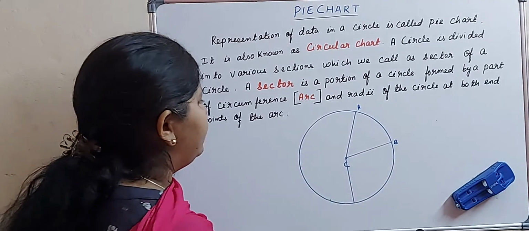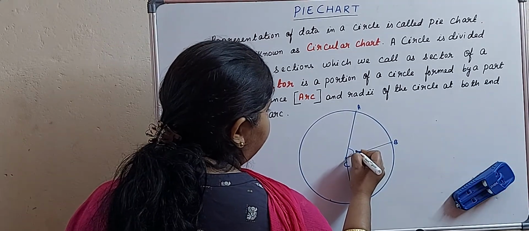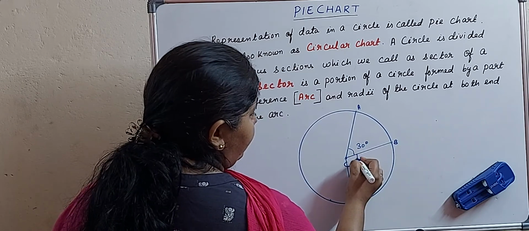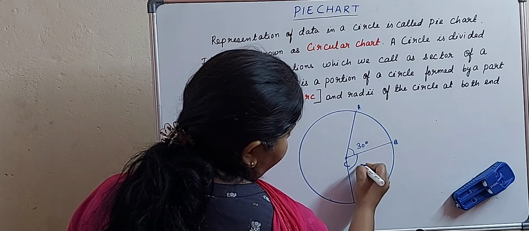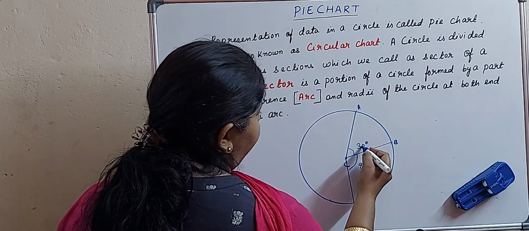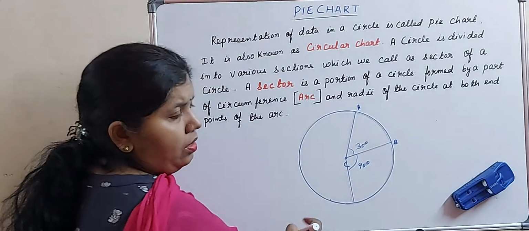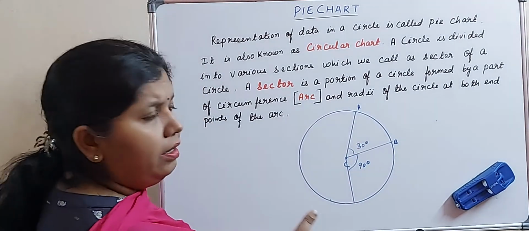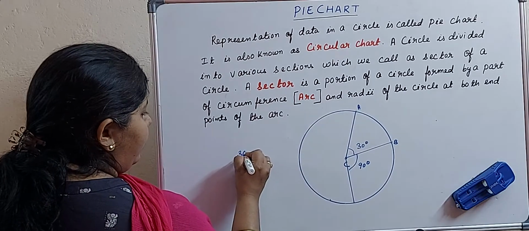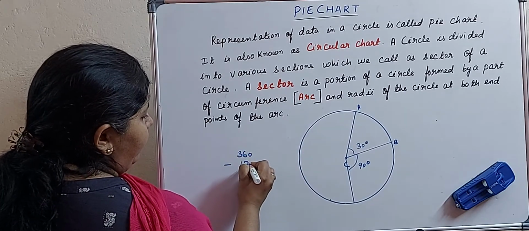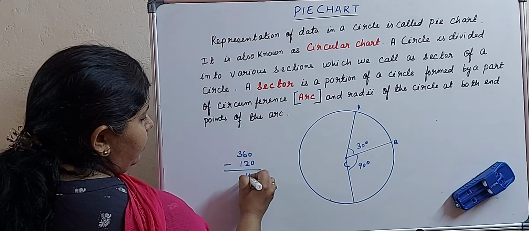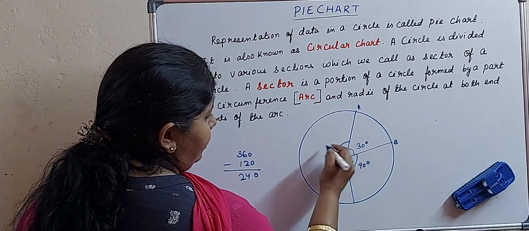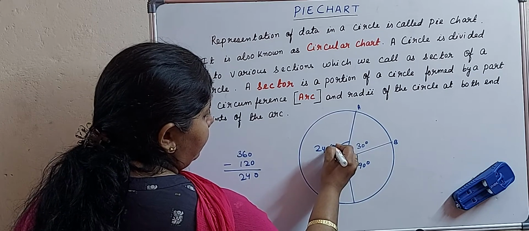Suppose this sector is taking 30 degrees. I am just taking an example. If this is 30 degrees and this is, suppose, around 90 degrees, 90 plus 30 is 120. Now what will be the remaining angle? How will you find it out? 360 is the total angle. 360 minus 120 is 240. So this angle is 240 degrees.